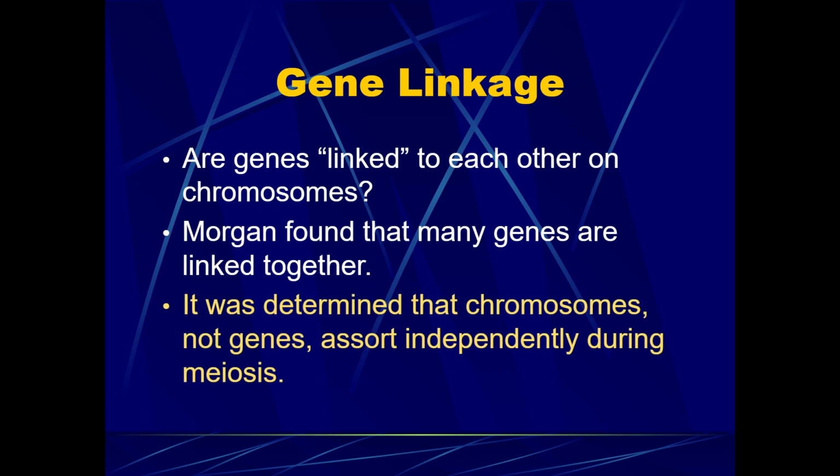And it was determined by Morgan that chromosomes, not genes, actually sort independently during meiosis. So it's the chromosomes themselves as material or condensed DNA that are sorting independently or lining up differently during metaphase 1, not the genes themselves, since genes are located on the chromosomes.